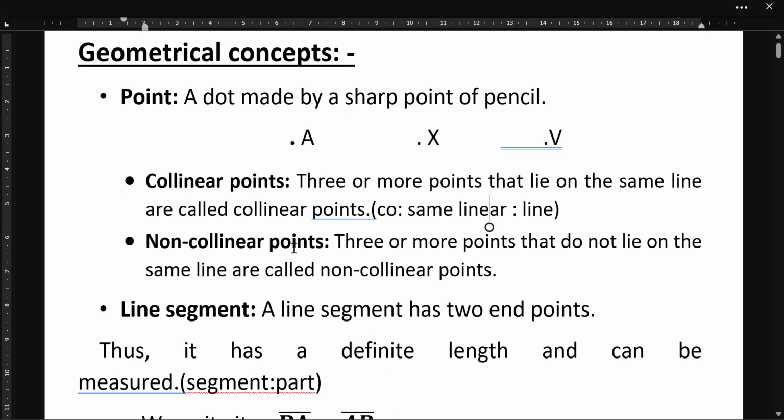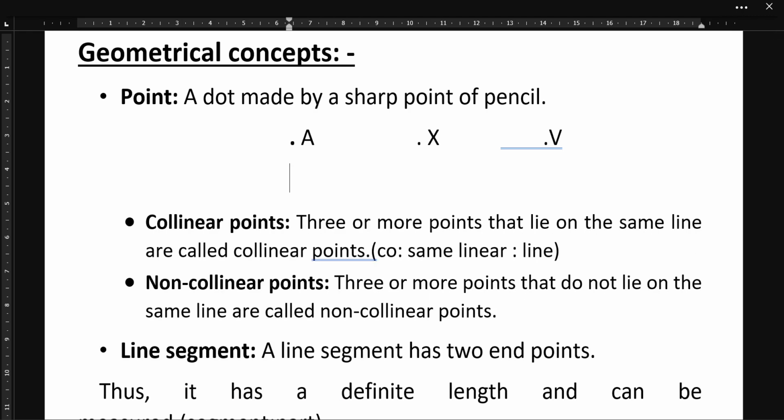Similarly, if any one point is not on the line among all these points, then we call them non-collinear points. Three or more points that do not lie on the same line are known as non-collinear points.